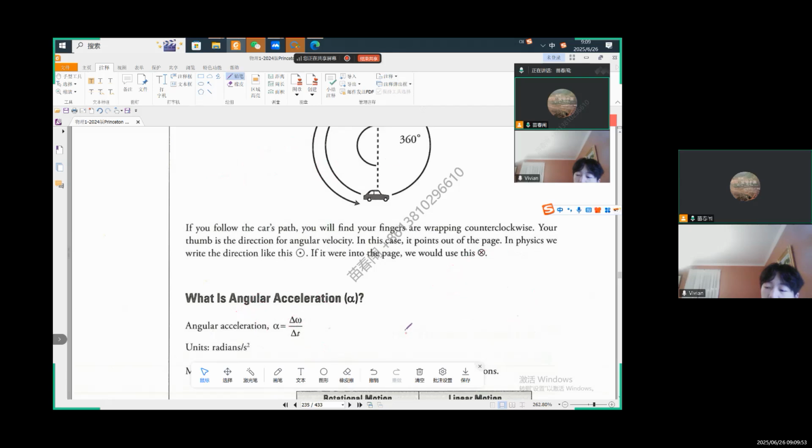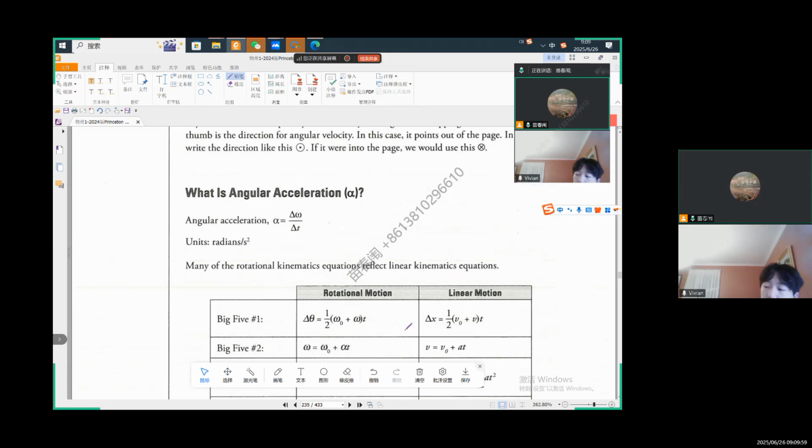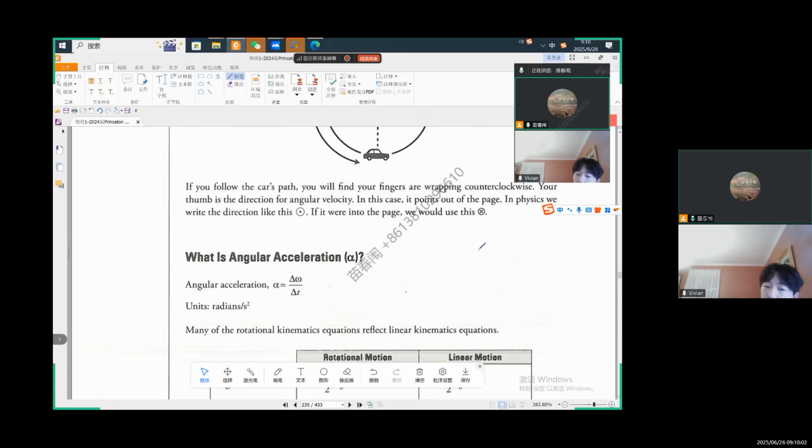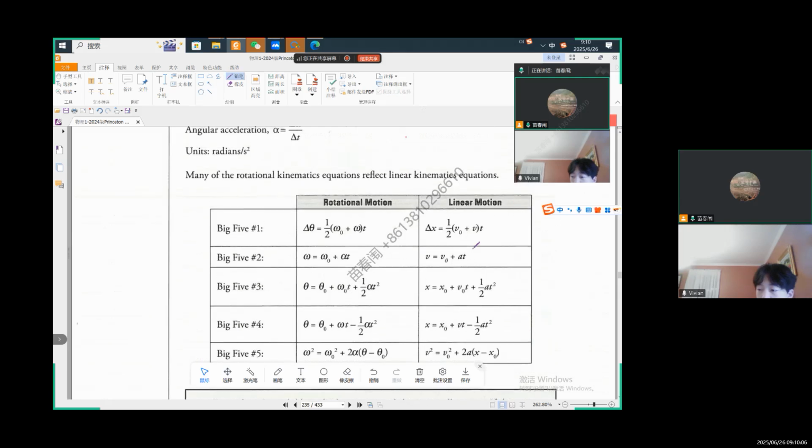And also you learn about waves, right? We need waves everywhere, all kinds of radiation. Remember we have the big five, right? Hopefully the big five are similar. This is linear, basically the average velocity. Of course, this requires uniform acceleration, and this is also uniform acceleration for rotation, I guess.